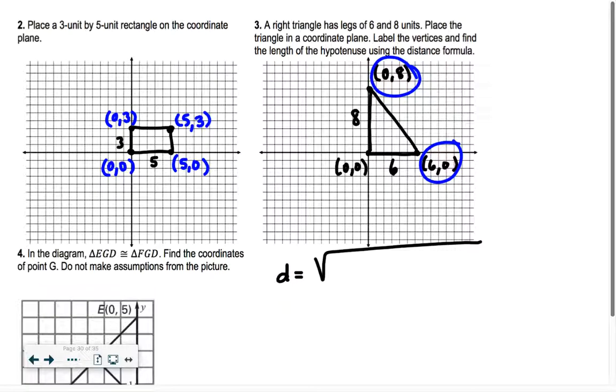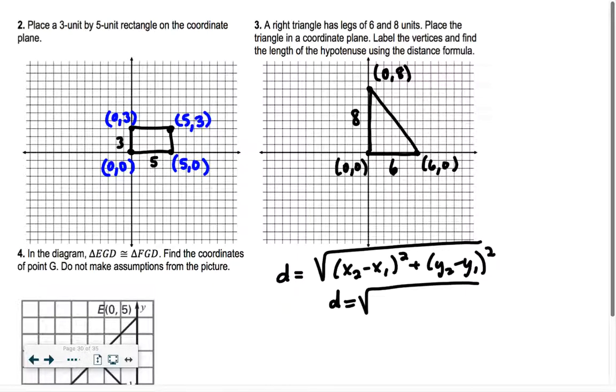and my 0, 8, and I find the distance between them, do you guys remember the distance formula? X2 minus x1 squared, y2 minus y1 squared. Joseph, you with me? So we get 0 minus 6 squared plus 8 minus 0 squared. And we simplify that all out, and we end up getting 10. Because we'd have 36 plus 64 under there. And 36 plus 64 is 100. And the square root of 100 is 10.